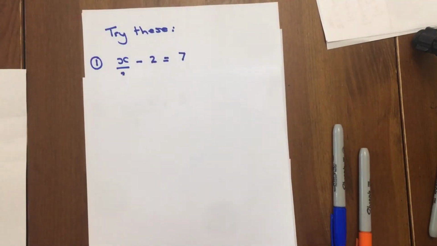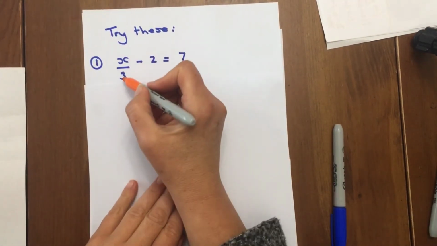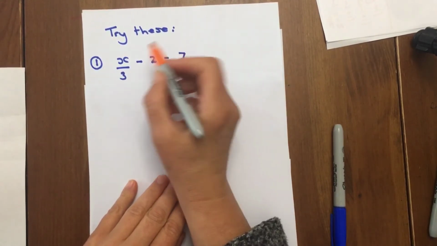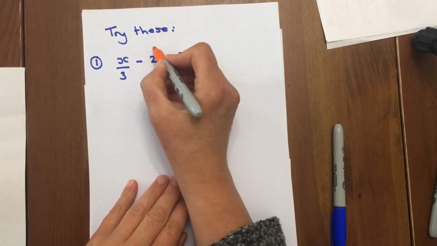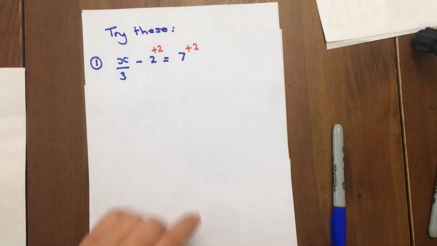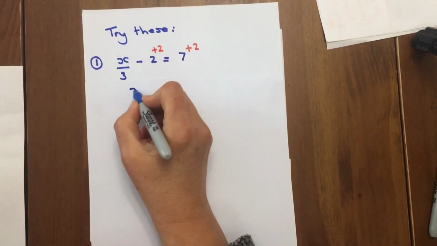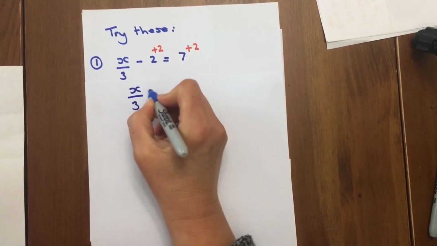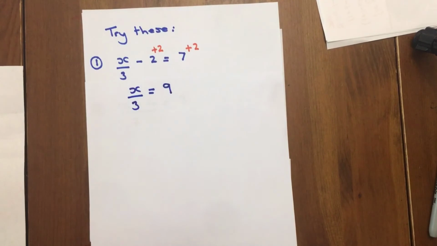Okay, let's look at the first one. Right, so you ask yourself, am I going to do the inverse timesing by 3 first or adding 2 first? Well, this is not attached. I do the one that's not attached first. So I'm going to add 2 to both sides of the equation. So on the left hand side, I'm left with x divided by 3. On the right hand side, I've got 9.